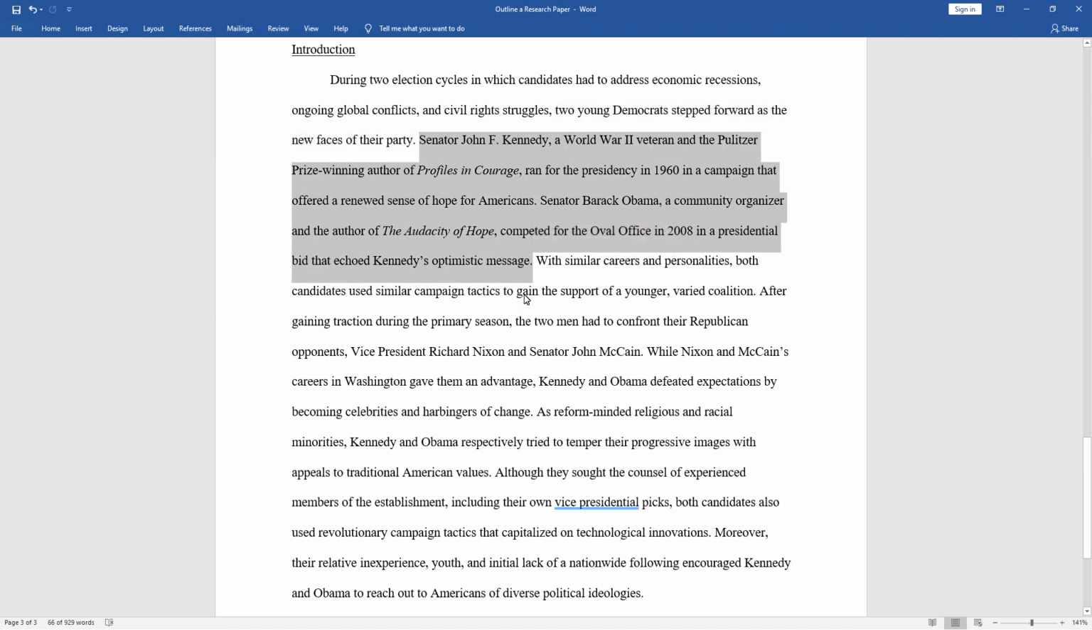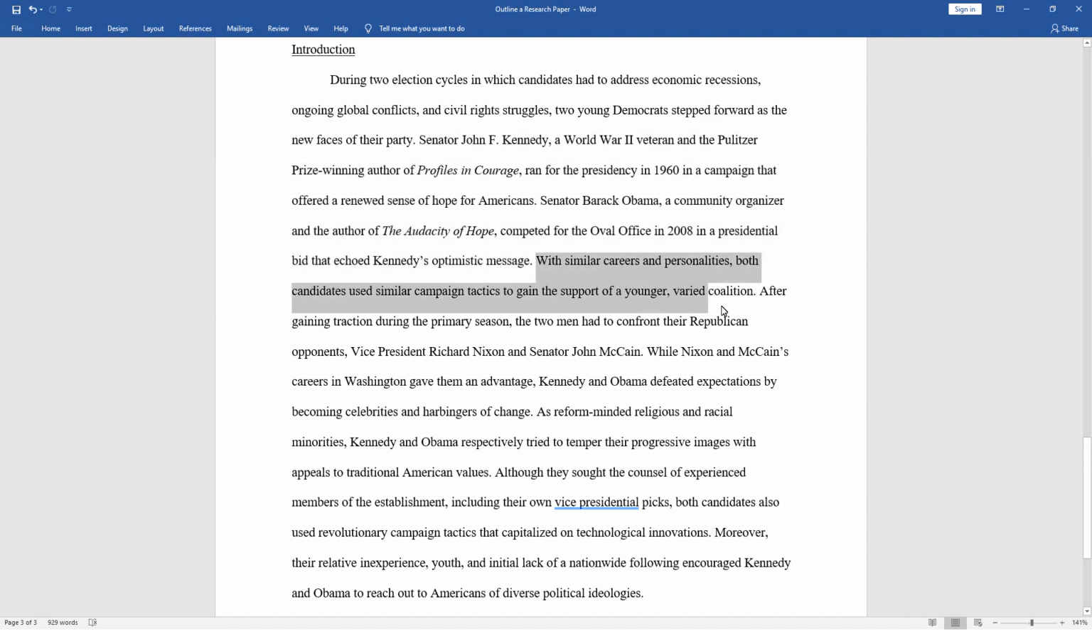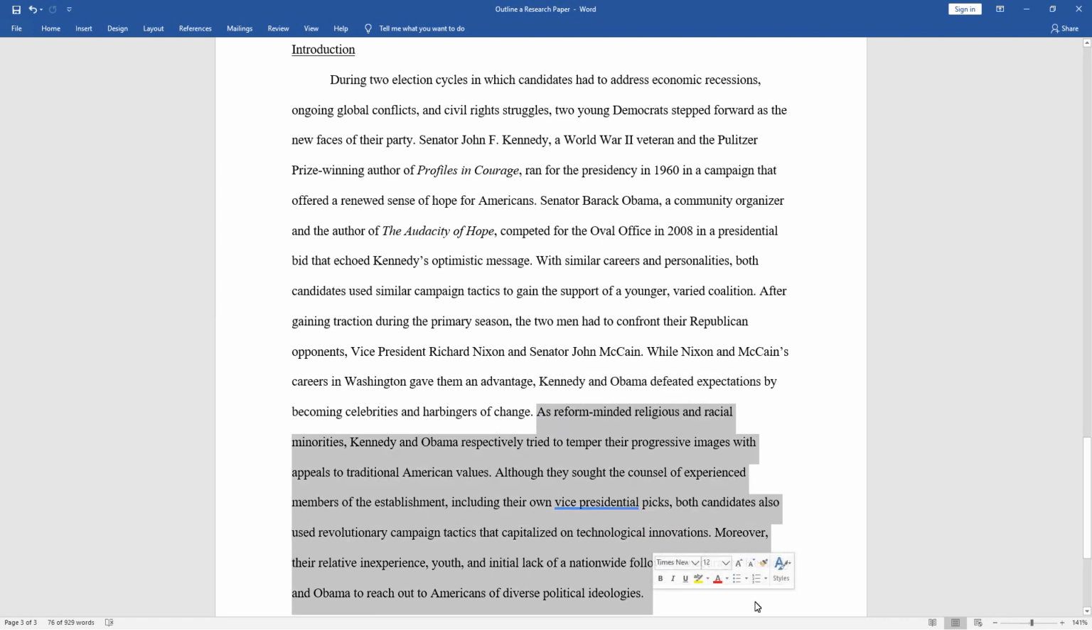I drew some more parallels between their careers and personalities, explained who their opponents were, and ultimately just stated how these 2 candidates defeated expectations through their revolutionary campaigns. And from there, I just wrote my thesis. So this introduction is very straightforward, less than a page, and the most important thing to keep in mind is to make your introduction very clear and concise and to the point.